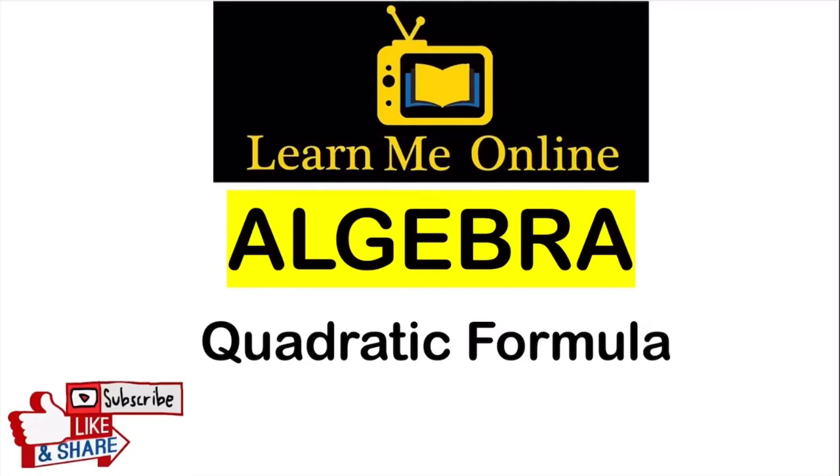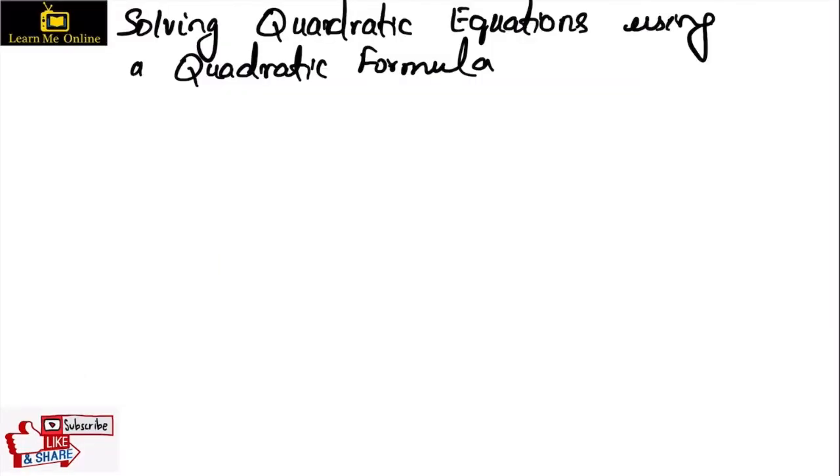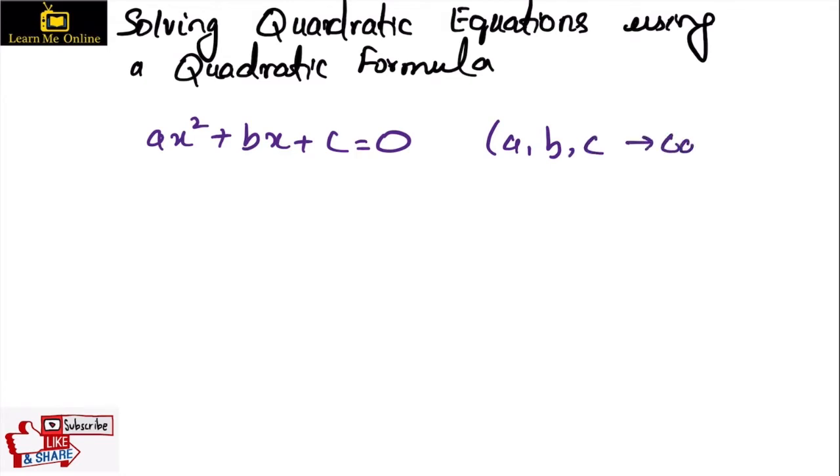In this video, we'll be learning how to solve quadratic equations using the quadratic formula. So I'm going to start with how a quadratic equation looks: ax squared plus bx plus c equals 0, where a, b and c are constants. It could be any numbers, positive or negative.